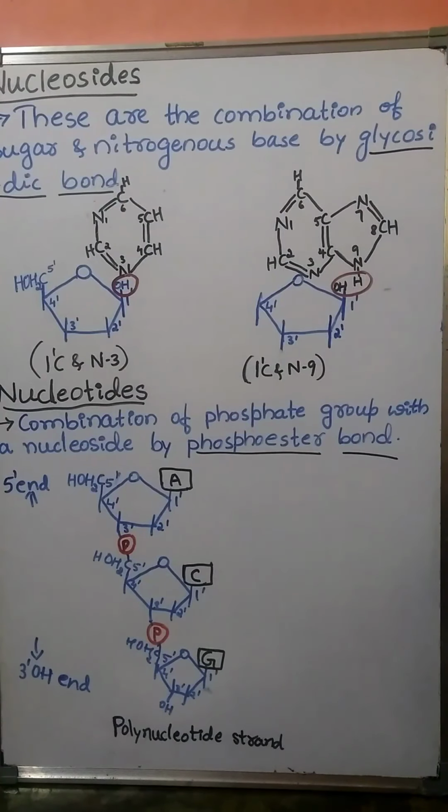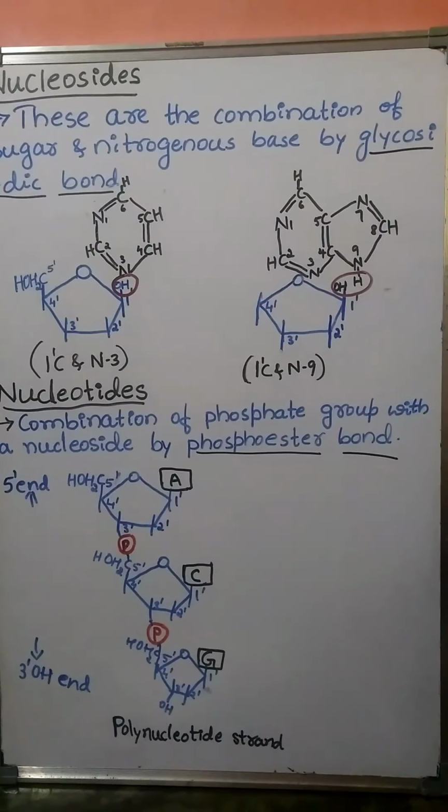Hello students. In the last video we discussed the chemical composition of DNA, which includes pentose sugar, nitrogenous base and a phosphate group. In this video let us discuss nucleosides and nucleotides.